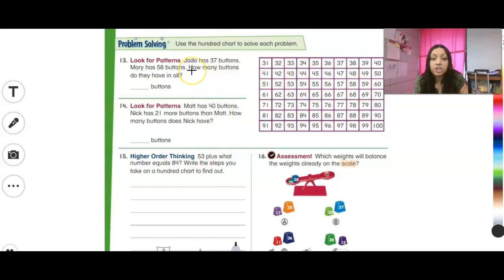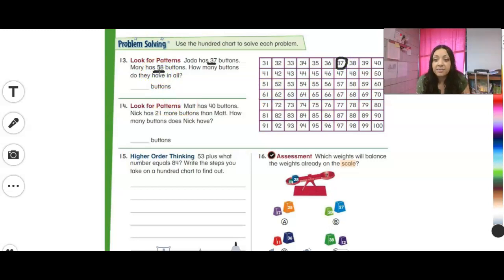And it says, Jada has 37 buttons. Mary has 58 buttons. How many buttons do they have in all? So we're going to start with that first number, which is 37. Okay, I'm going to add 58 to it because it says in all. That tells me I'm adding.